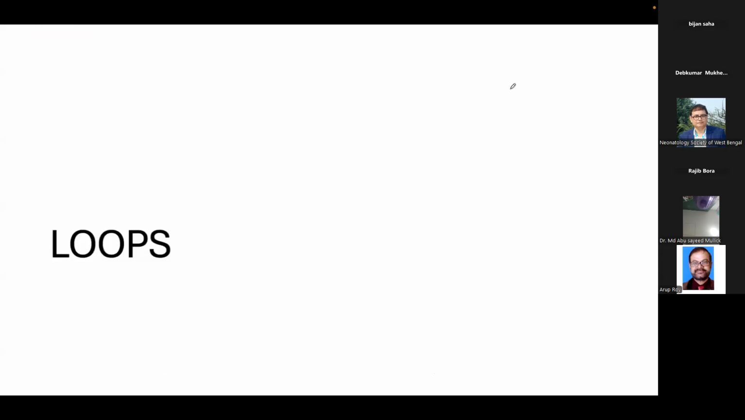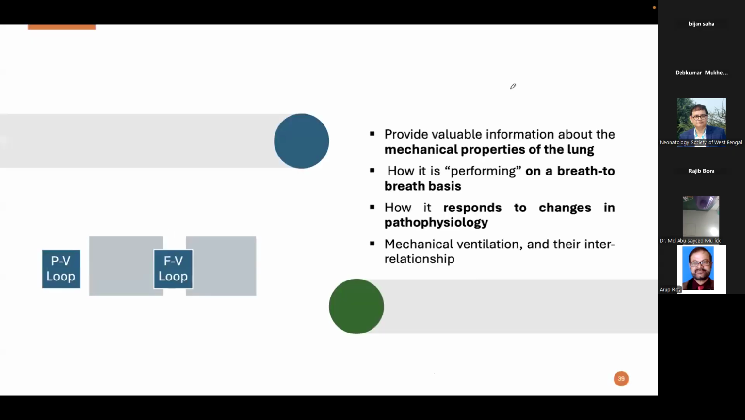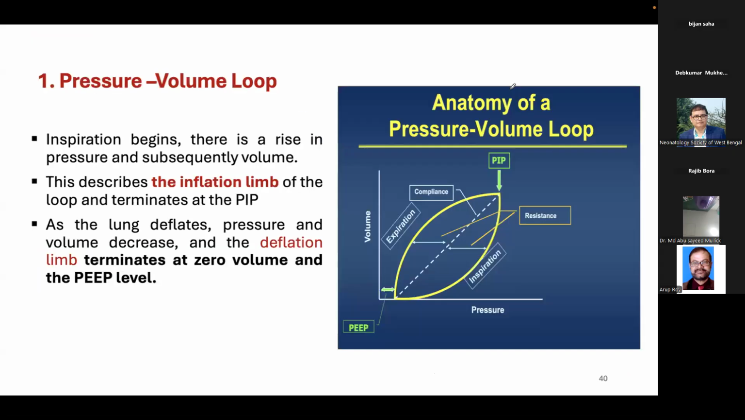Now coming to loops. We have talked about pressure, volume, and flow-time scalars. Now loops. I have told you that there are two loops, so we'll be discussing them one by one. First is the pressure volume loop. This is one loop that is very commonly asked about, and people also tend to rely much on this curve. So we'll get to know this loop in detail.